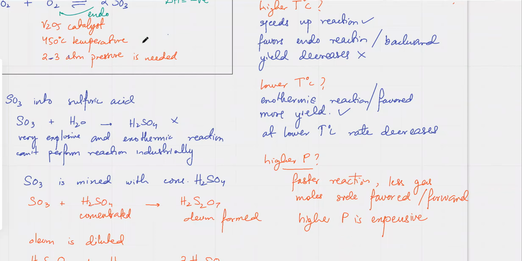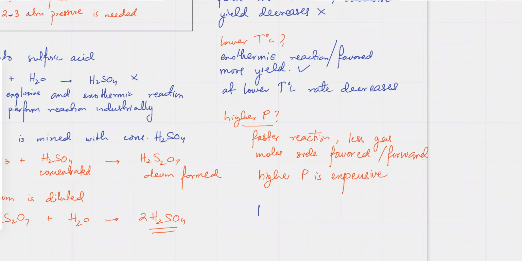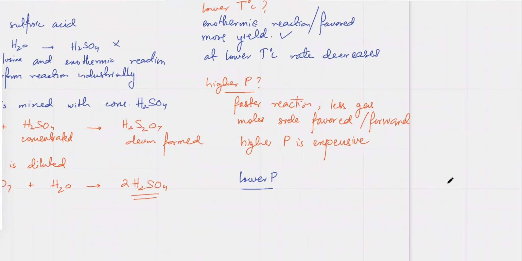And why not a lower pressure? Because the rate of reaction would drop and the backward reaction would be favored. So, the lower pressure is out of the question. There is no point using a lower pressure. You get a slow reaction. And more gas mole side is favored, which is going to be your backward reaction.